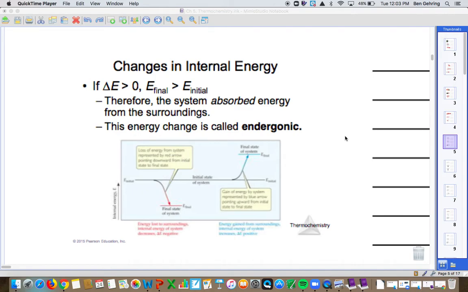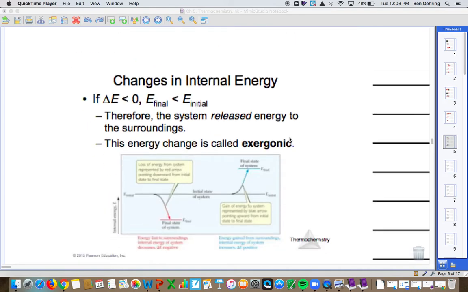And some terms that go along with this. If your change in energy is greater than 0, meaning your final energy is bigger than your initial energy, your system absorbed energy from the surroundings. We call this endergonic. So we're looking at energy here. We absorbed energy from the surroundings. This is called endergonic.